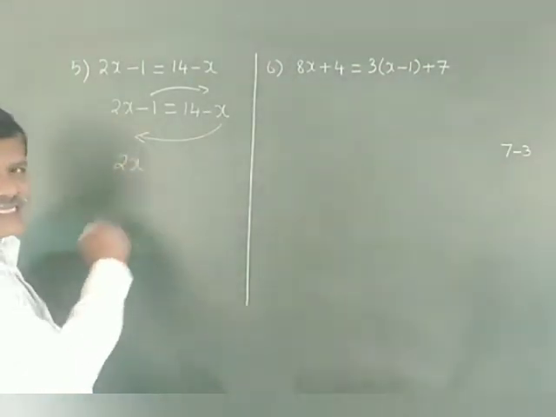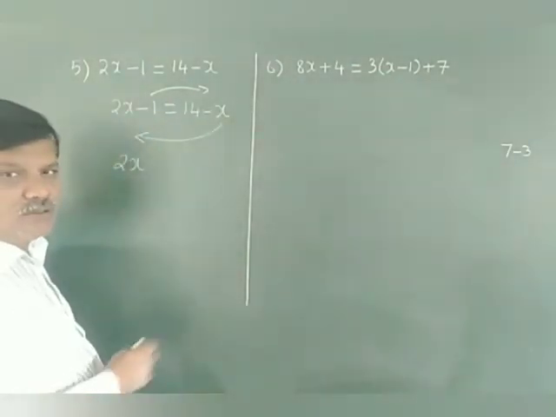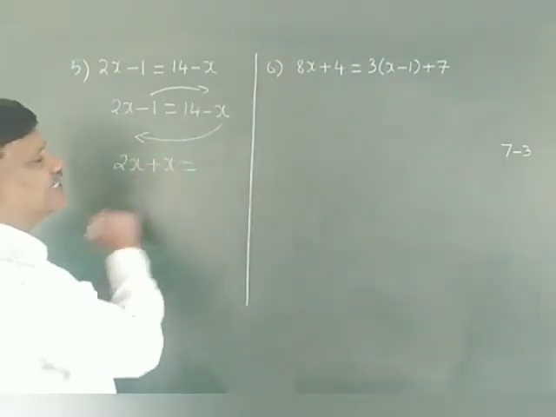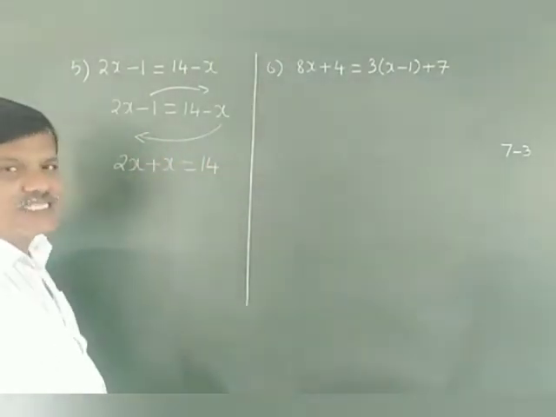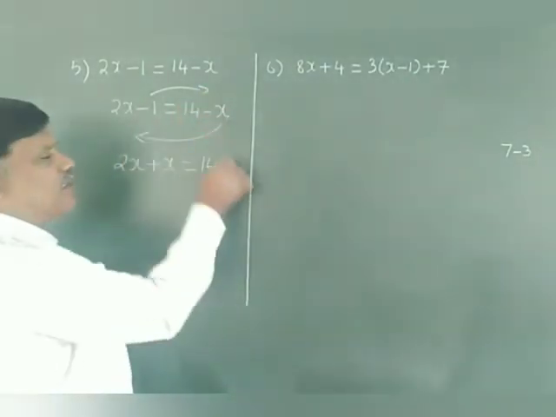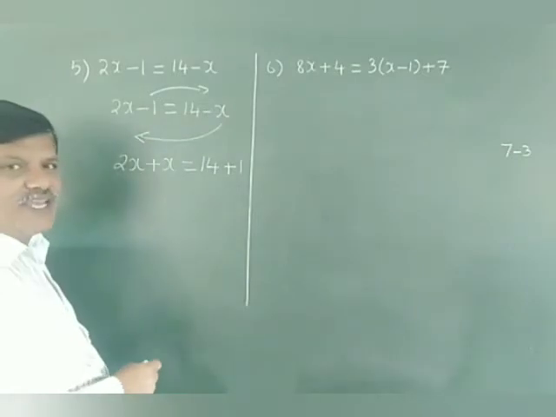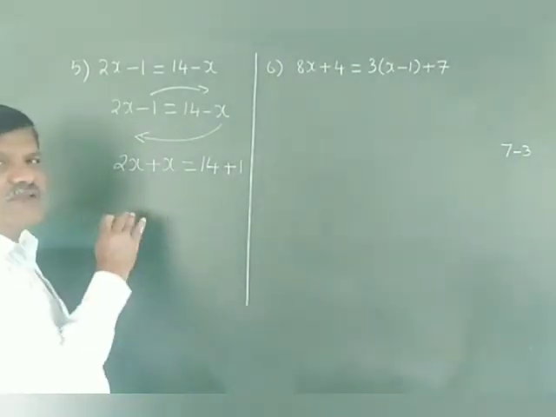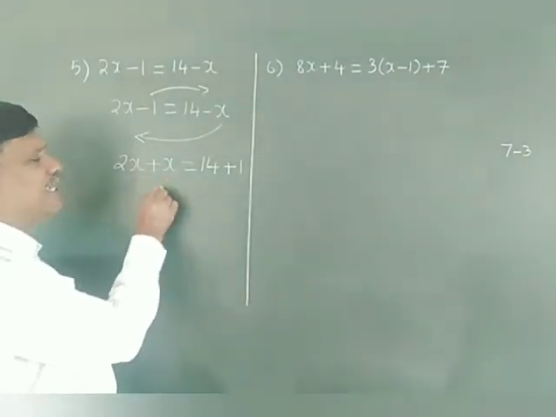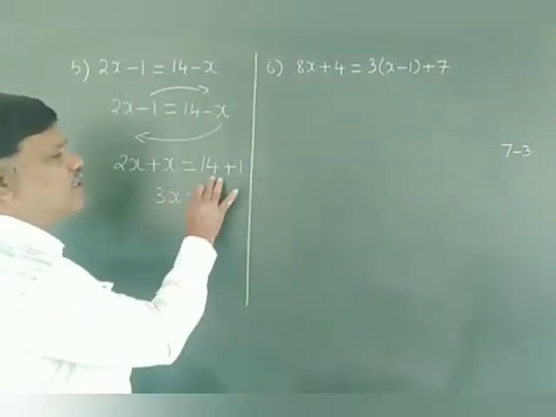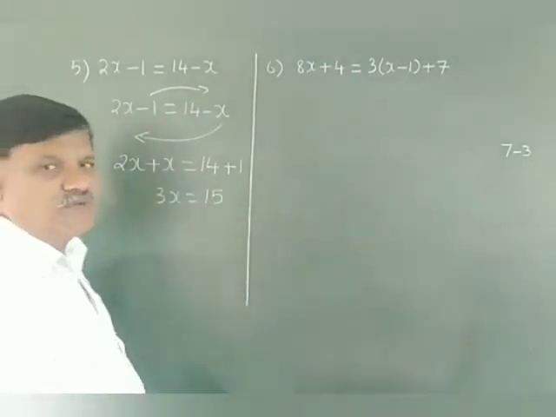Tell me. 2x minus x when we brought to LHS, it becomes 1 plus x, and then I have in RHS 14 minus 1 is taken as plus 1 to RHS. Now simplify LHS and RHS. When we simplify LHS, what do you get? 2x plus x equals 3x. And when we simplify RHS, 14 plus 1 equals 15.